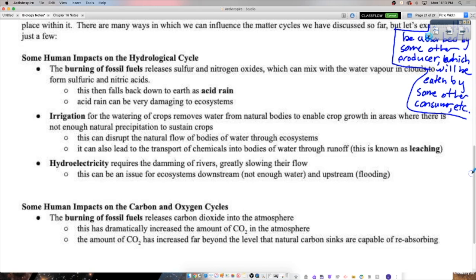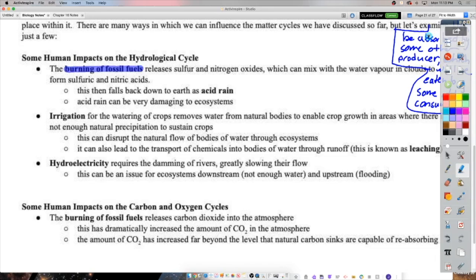So if we look at the hydrological cycle first, okay, now look at the connection here to the carbon cycle. Notice the burning of fossil fuels. The start of that sentence almost makes you think we're going to talk about the carbon cycle here, right? But we're not. We're actually going to talk about the water cycle. Of course, in talking about the water cycle, it's hard not to talk about the other cycles because they are all interconnected.